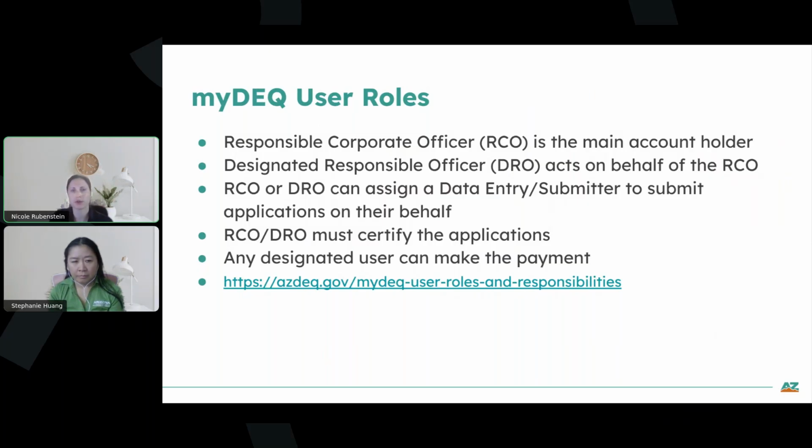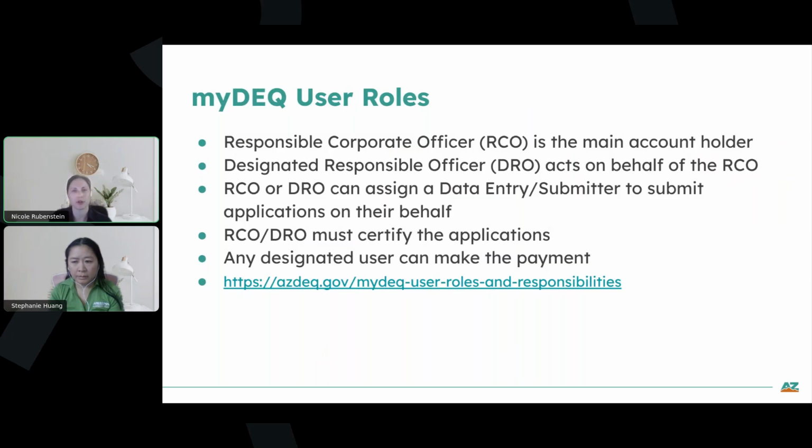The RCO or DRO still will certify the application. So the engineer can fill out the whole application, upload all the documents that are required, and then once they're ready to submit that application, it'll go to the RCO to certify that. And then any user can make the payment.